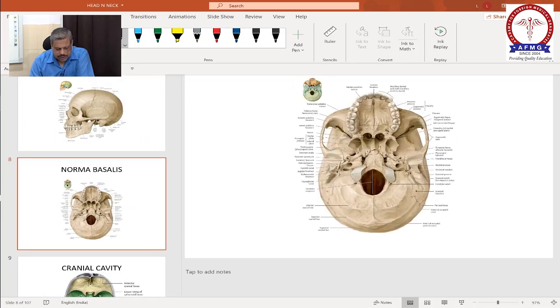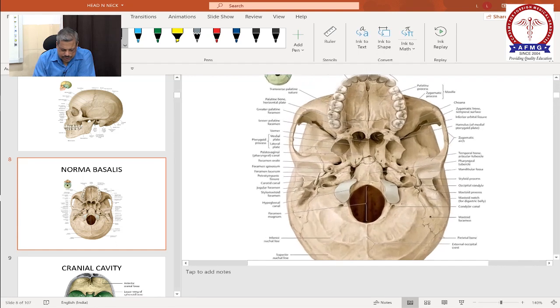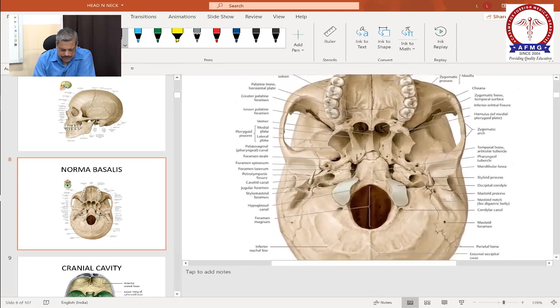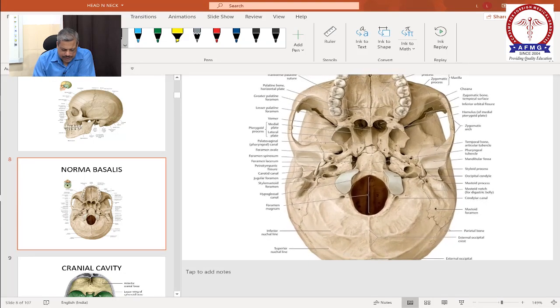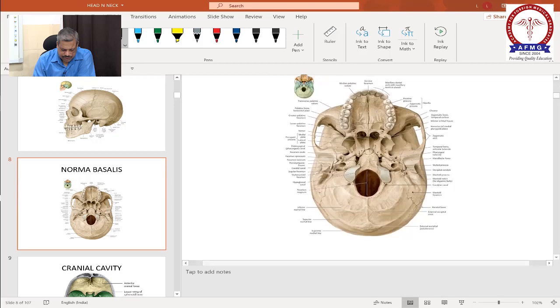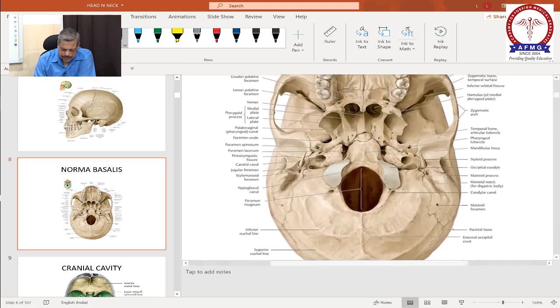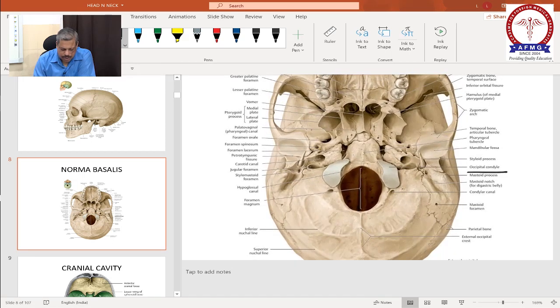the another view. This is known as the norma basalis, one of the most fearful views of the skull. Here we can see various openings. First see the bones. This is the occipital bone. This is the external occipital protuberance, superior nuchal line, and this is the inferior nuchal line. This is the foramen magnum, and this important point is known as the occipital condyles.